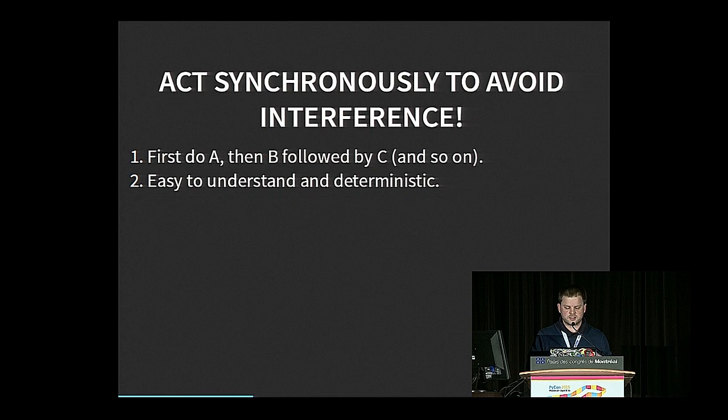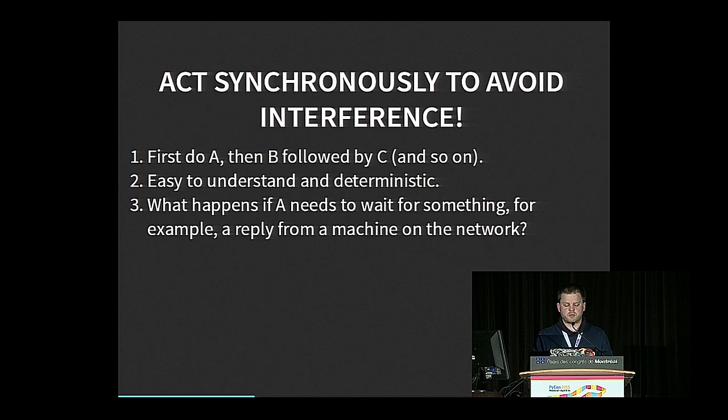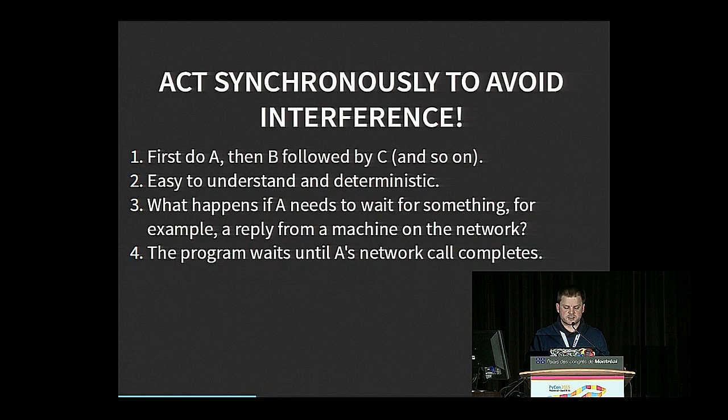But what happens if A needs to wait for something, for example, a reply from a machine on the network? Well, in that case, the program has to wait until A's network call completes. And if that's the case, it can't continue with tasks B and C. It has to wait for A to complete. So given the situation in this slide, the program is described as blocked, like I said. And this is unacceptable if we're writing code that needs to react quickly to network-based events, which is precisely the sort of program async.io is intended to help with.